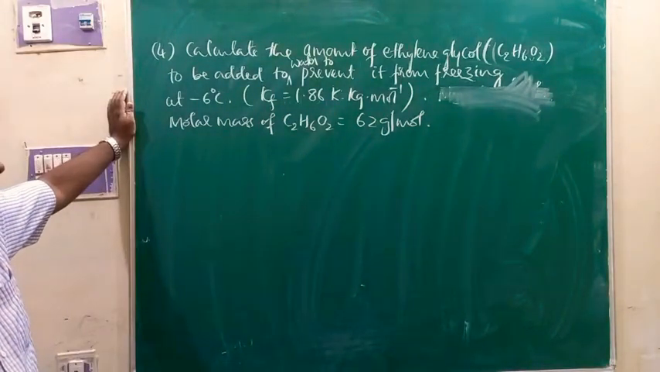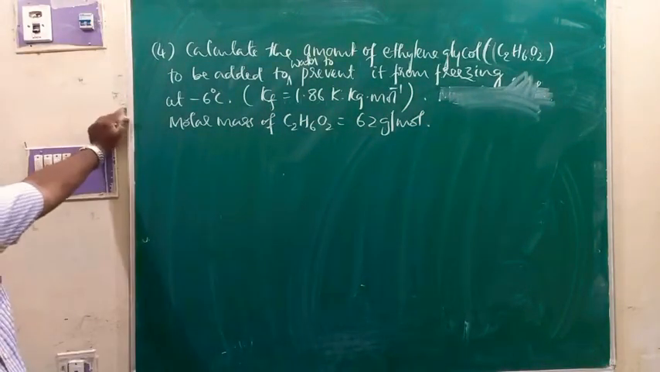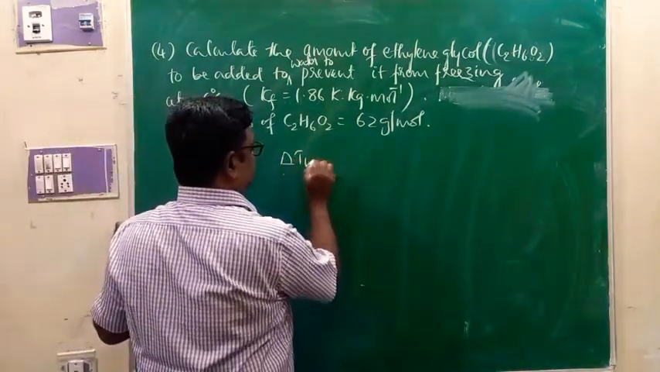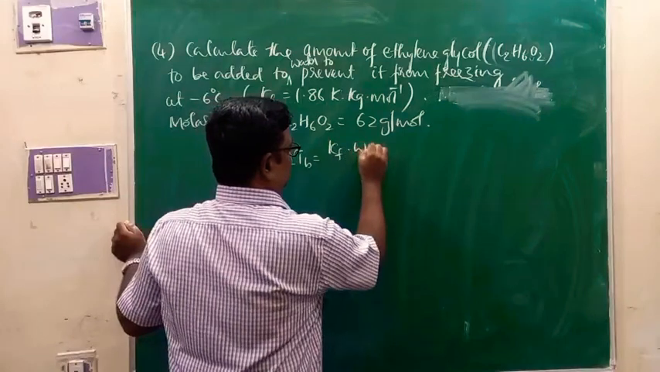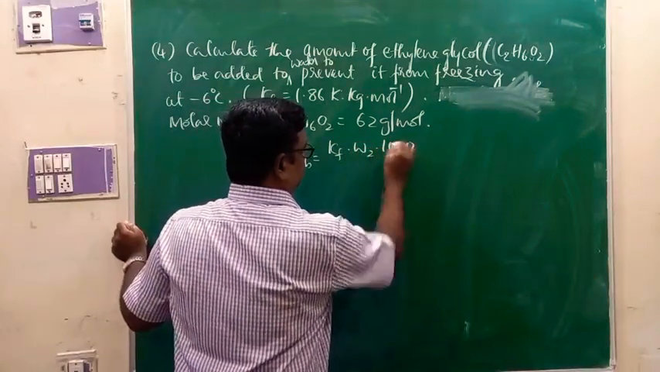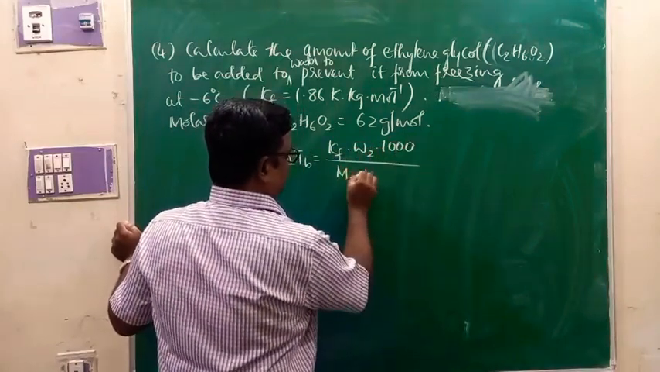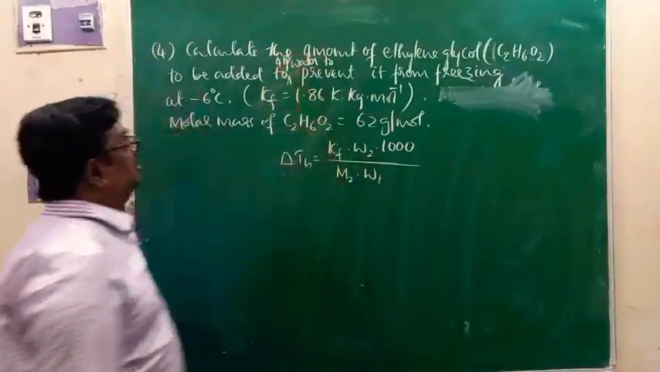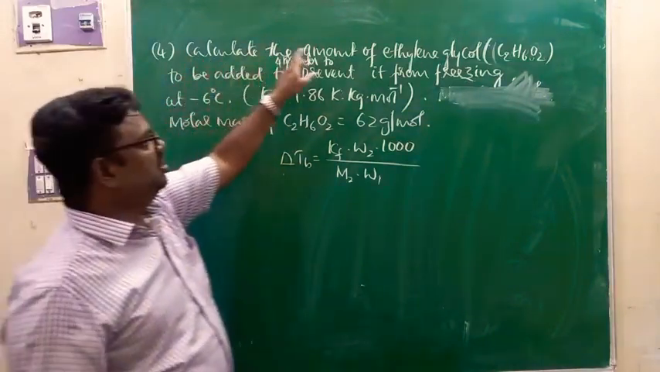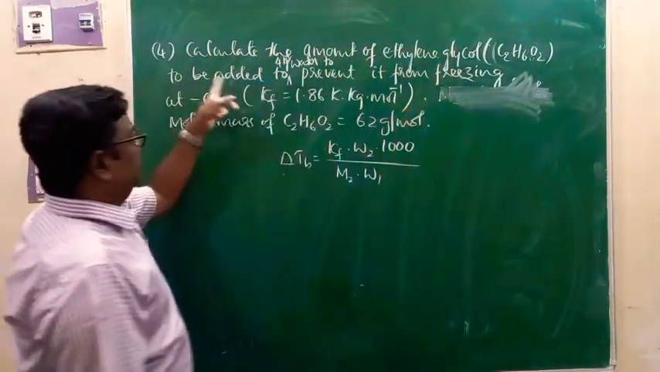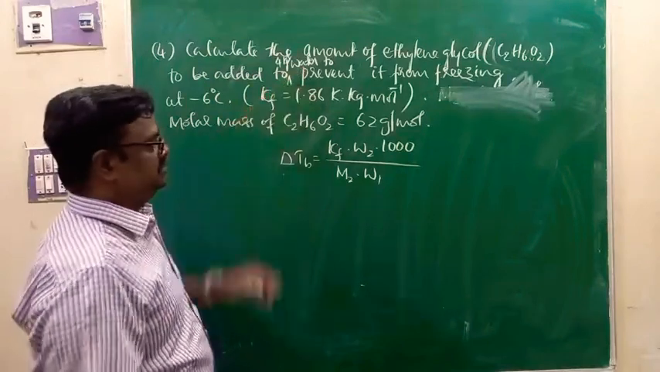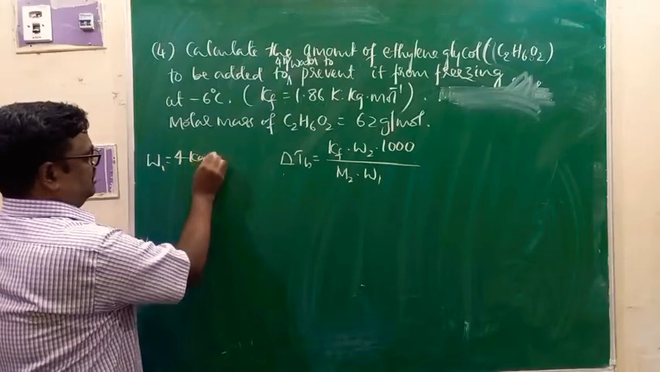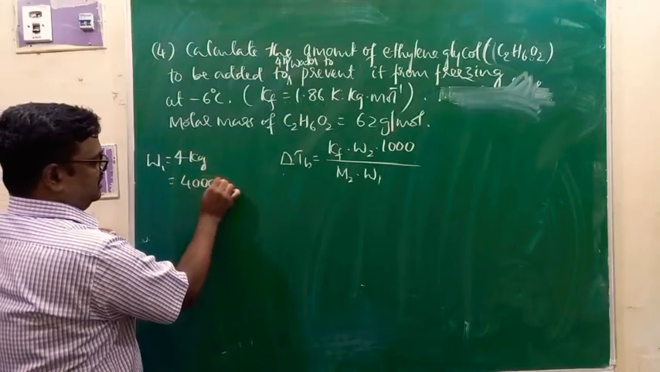Okay? And for that purpose, we'll go for the formula, that is delta Tf is equal to Kf into W2 into 1000, right? Whole divided by M2 into mass of solvent, yes. Make a correction. That is, calculate the amount of ethylene glycol to be added to 4 kg of water. Okay? That is, mass of solvent is 4 kg. That is equal to 4000 grams.